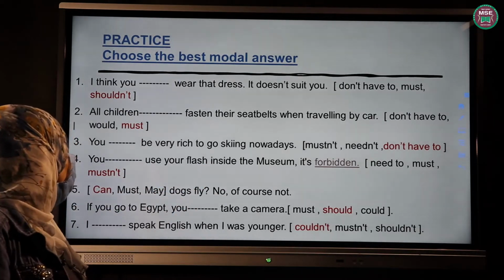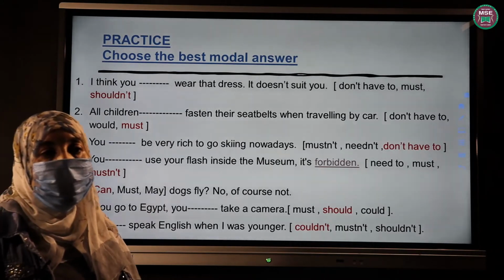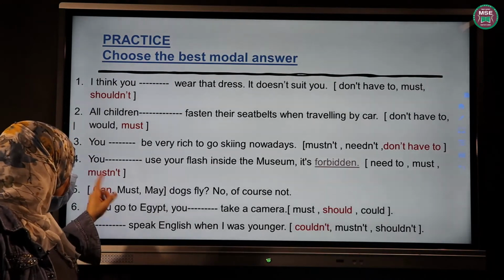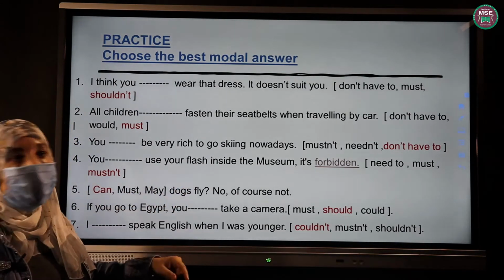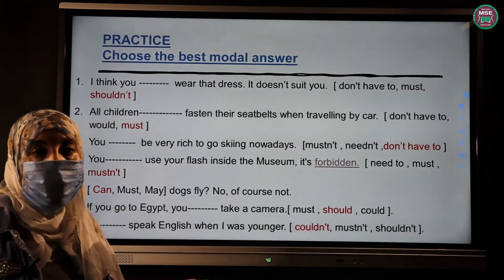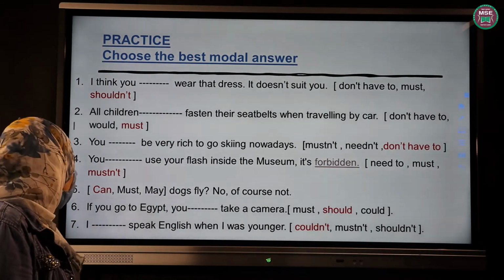Can, must, may dogs fly? No, of course not. It's a kind of possibility or ability. Can dogs fly? Are they able to do so? Is it their ability to do so? No, they can't. Or no, of course not.